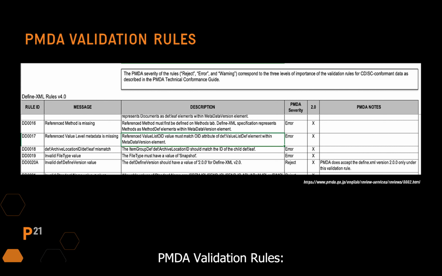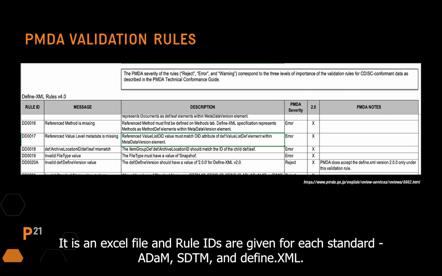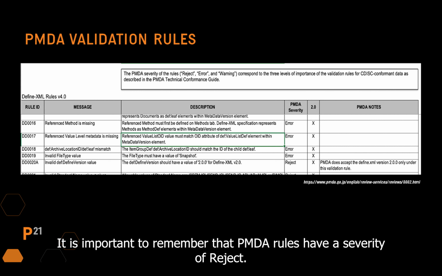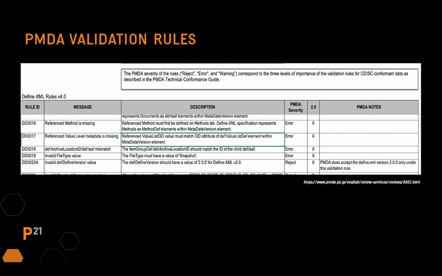PMDA Validation Rule. This is a screenshot from the actual PMDA Validation Rule version 4.0. It is an Excel file. Rule IDs are given for each standard: ADaM, SDTM, and Define.xml. It is important to remember that the PMDA rules have severity Reject. Please be careful when you are writing the specs and creating datasets for ADaM and SDTM. Please read these reject rules before starting to write specs and create datasets.